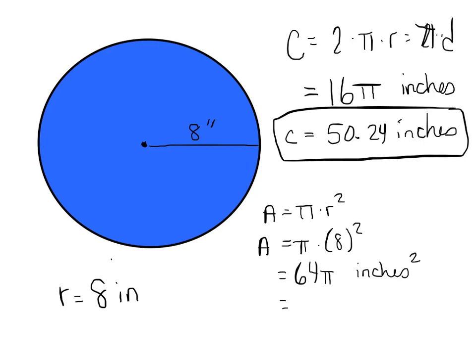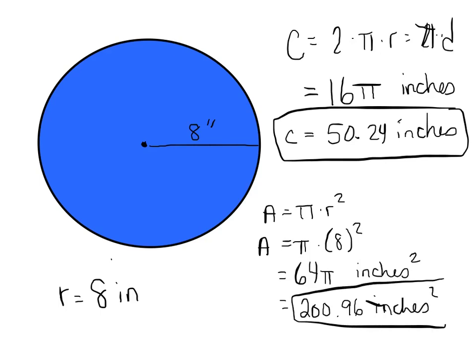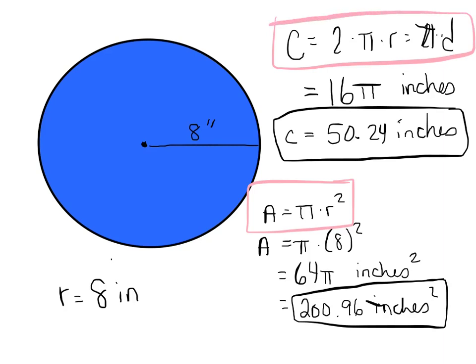So then I go to my calculator, 64 times 3.14, and I get an answer of 200 and 96 hundredths square inches. And that becomes my area. So, walking away from this, these are the two formulas you have to know and have down and understand. And you also need to understand the relationship between radius and diameter.